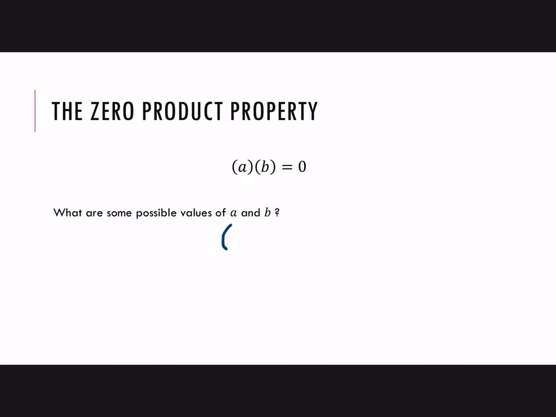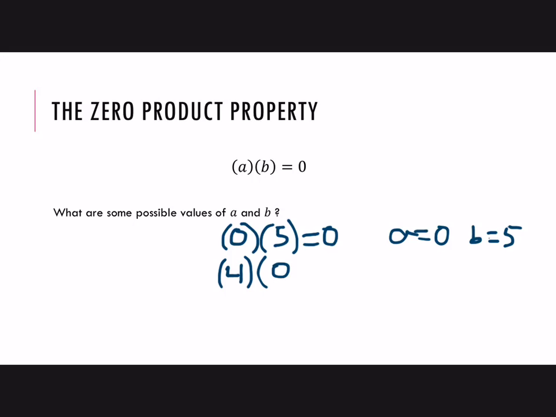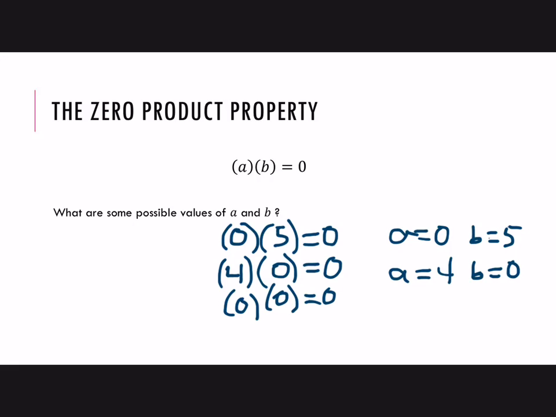You can come up with your own, but here are a couple examples. 0 times 5 is 0. So a could be 0, b could be 5. We could have that reversed, so a could be a number that's not 0, like 4. 4 times 0 is 0. So a could be 4, b could be 0. I could have them both be 0: a equals 0, b equals 0. But notice any examples that you come up with that multiply to be 0, you're never going to have one where you don't have a 0 as one of those numbers.